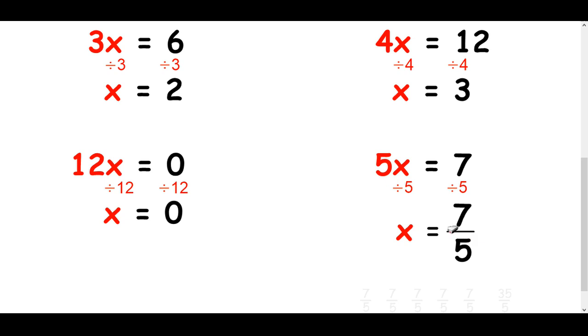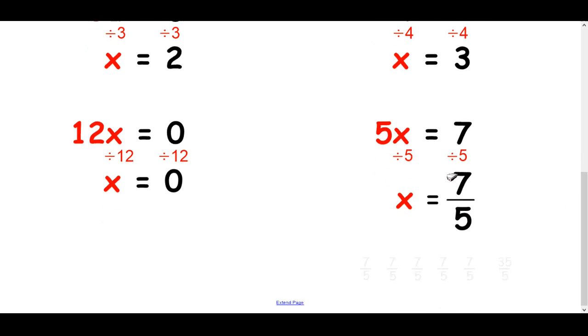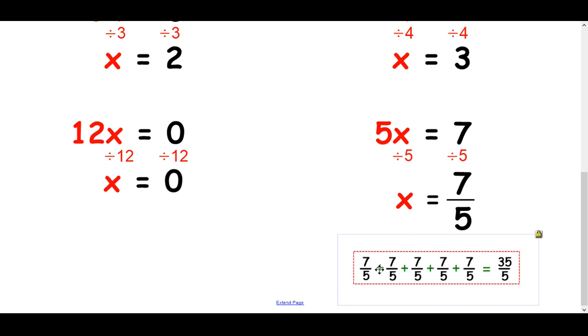That's 7. This line in maths creates a fraction, but it's also a divide. 7 divided by 5. And you can test that out. Is 5 lots of 7/5 7? Well, let's have a look at it. 7/5 and 7/5 and 7/5 and 7/5 and 7/5 is 35/5. Now 35 divided by 5 is 7. That works out pretty well.